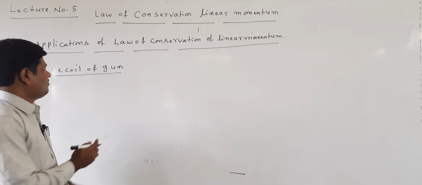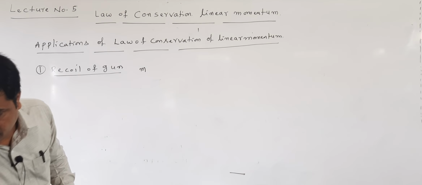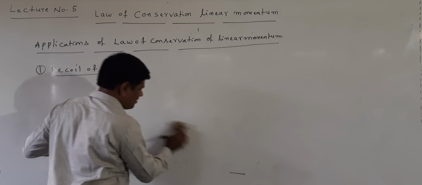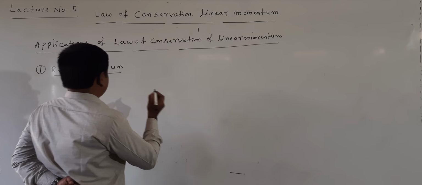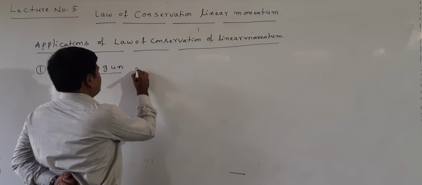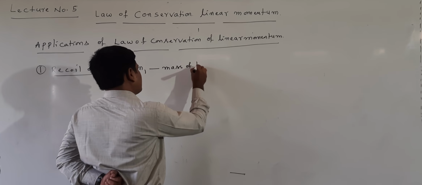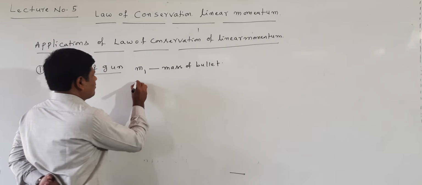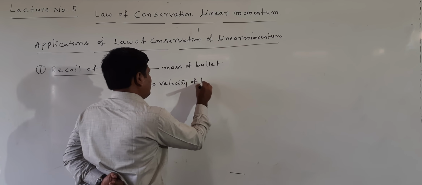Now, first of all, this is the recoil of the gun. First of all, I have taken the gun. The gun has the mass M2. The bullet has the mass M1. Here M1 is the mass of the bullet. Now V1 is the velocity of the bullet.